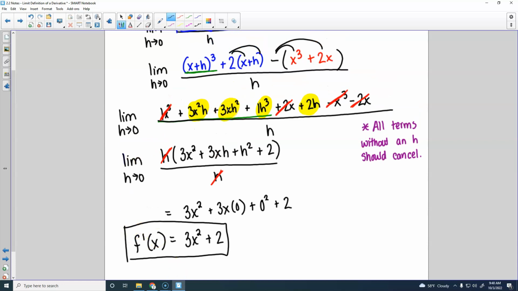This one here. No. Here. Yeah, the x cubed canceled with this x cubed over here.